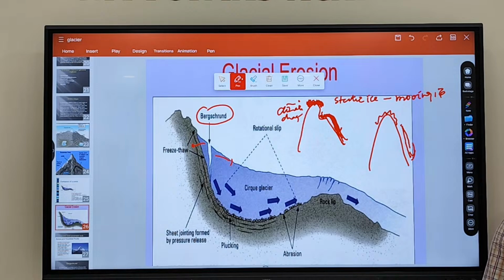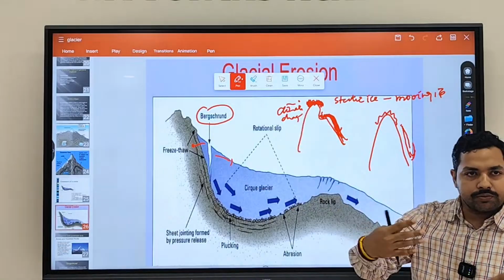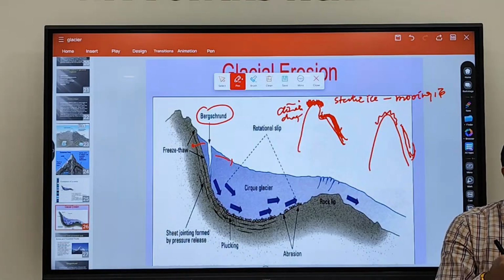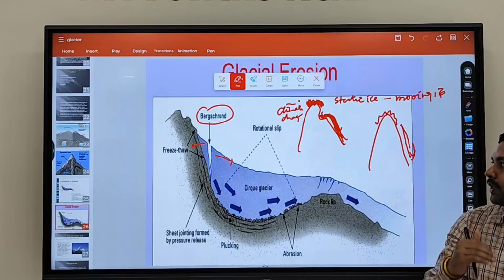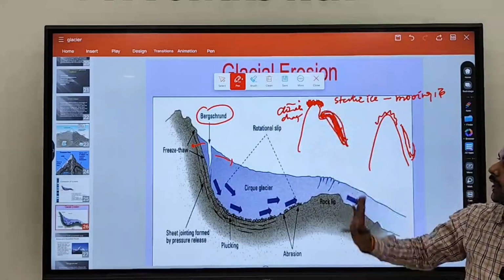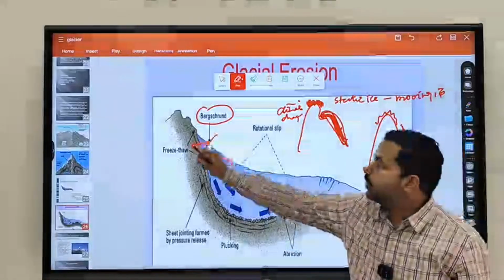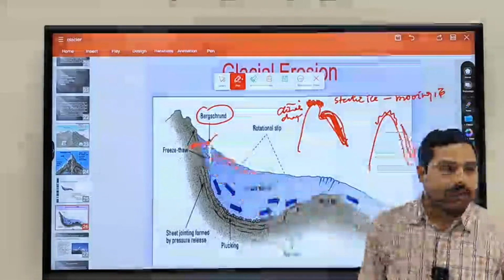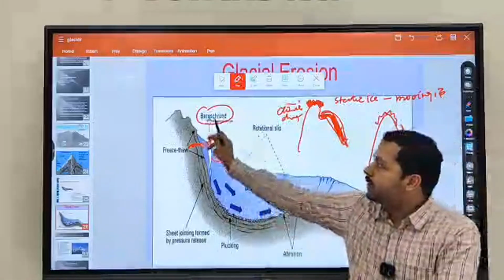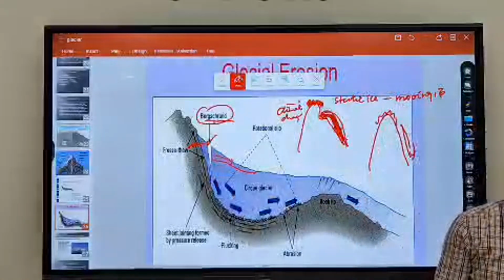What will happen if ice is now less formed because of climate change, because global warming is happening, climate is getting warmer? Ice is not forming much, but movement of ice downward is there. Clear? So what will happen? A space will be created between static ice and moving ice. This space is referred to as a Bergschrund.